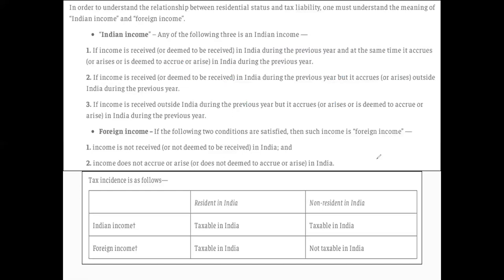Now you can see the tax incidence. If it is Indian income, it is taxable in India. If it is foreign income, it is taxable in India if the company is resident in India. If the company is not resident in India, Indian income is taxable, but foreign income is not taxed. A non-resident company does not pay tax on foreign income, only on Indian income. Indian income, as I told you, is income earned in India or received in India. Did you understand? If any doubt is there, please ask.